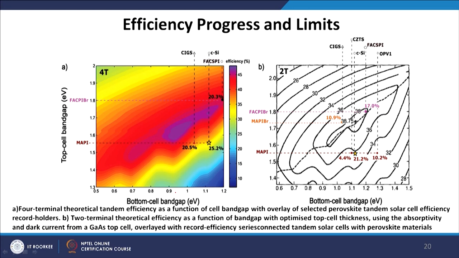So, if I put the bottom cell band gap here, and the y axis is the top cell band gap. In a 4T cell, the efficiency is often very, very high. The contour map is showing that this efficiency contour is in a higher region in comparison to the other case.